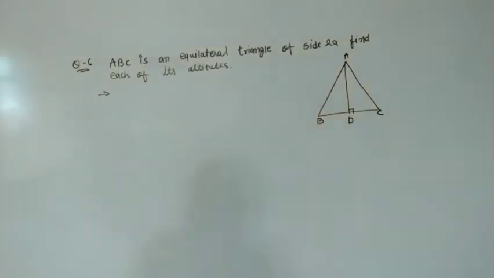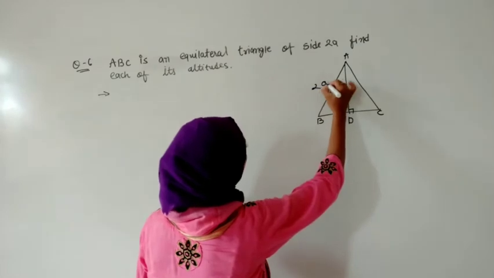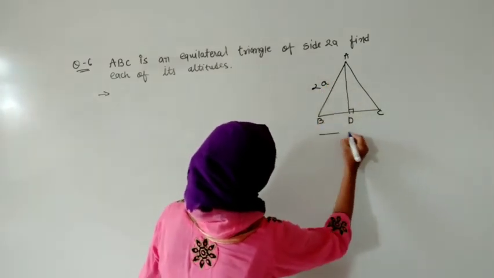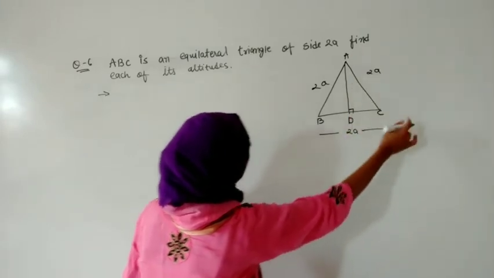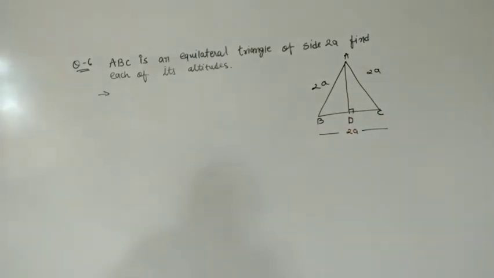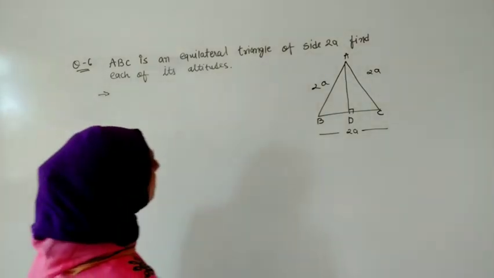So here let me read question number 6. ABC is an equilateral triangle of side 2A. Equilateral triangle means this whole side AB is 2A as well as this whole side is also 2A, and AC is also 2A. Find each of its altitudes. So nothing much is there.